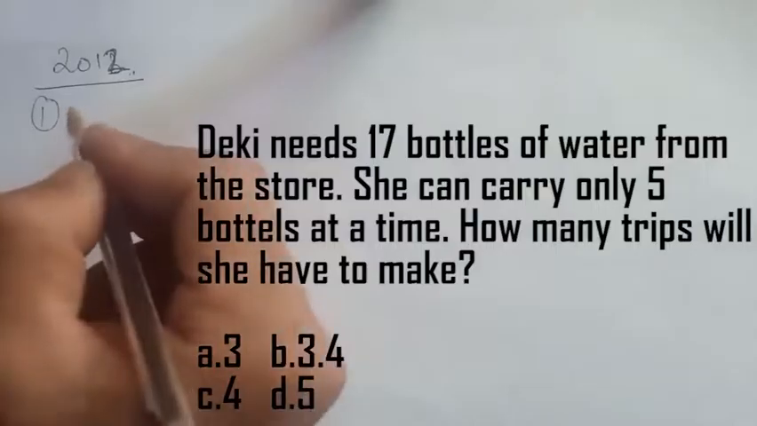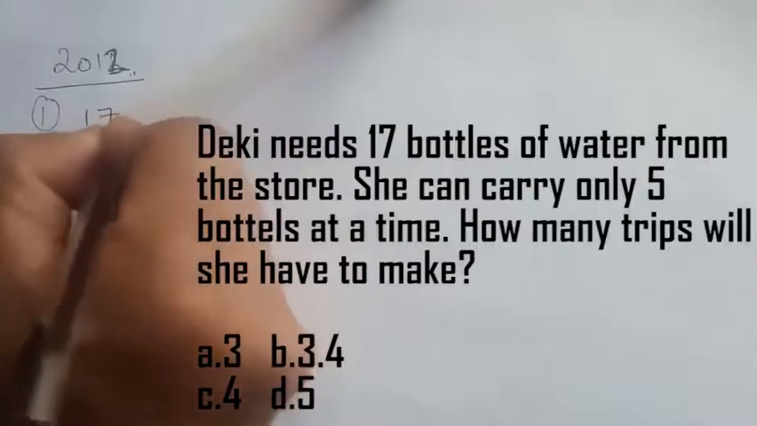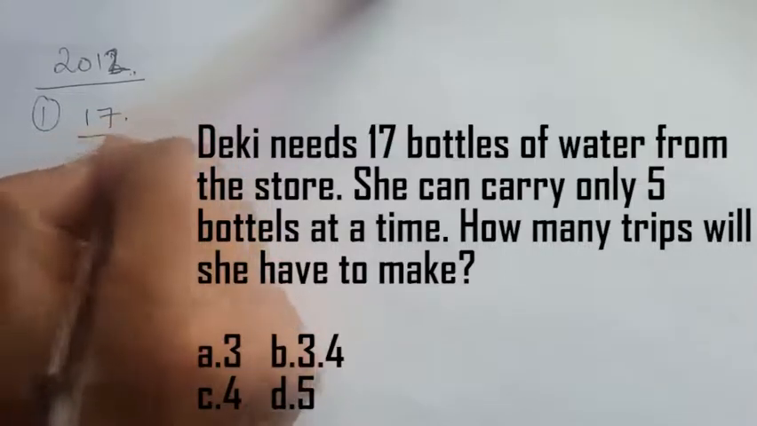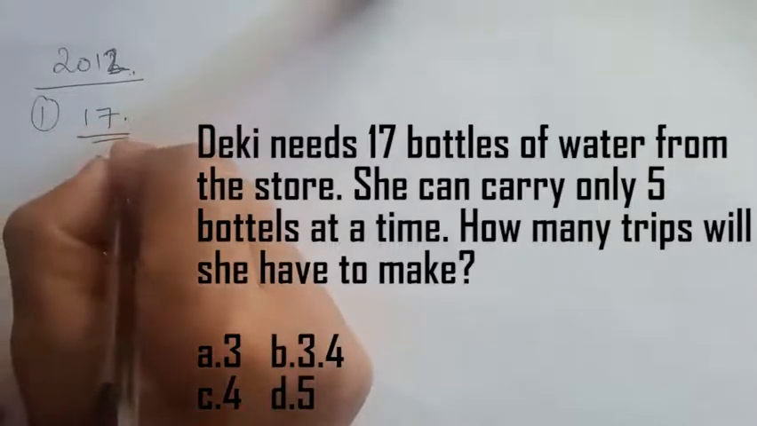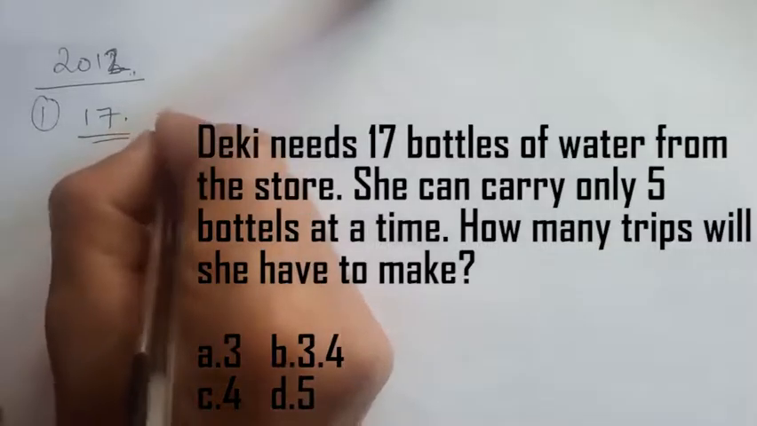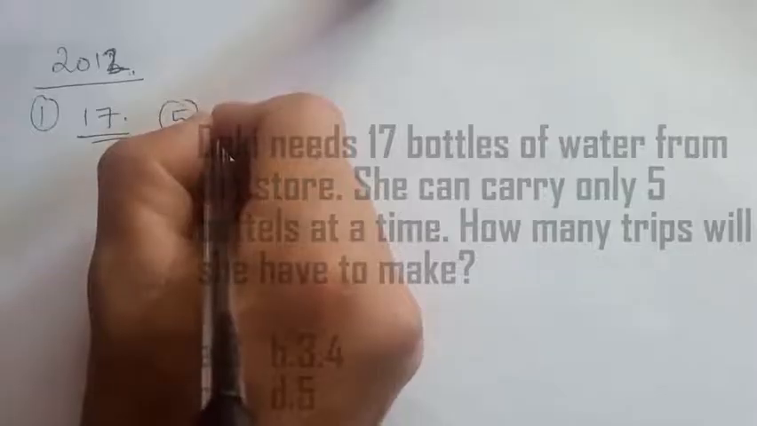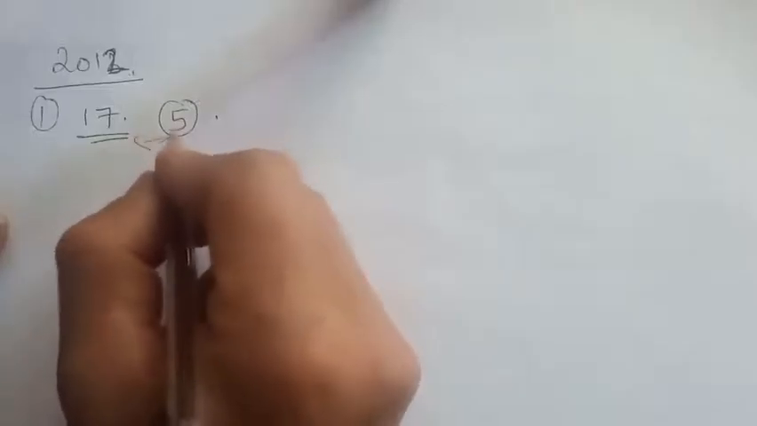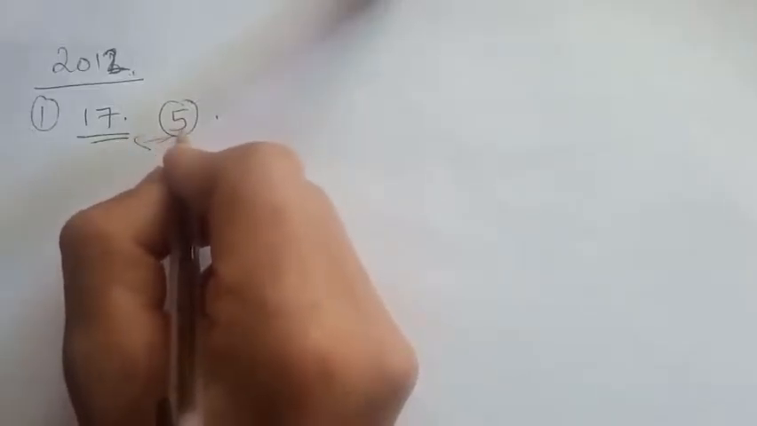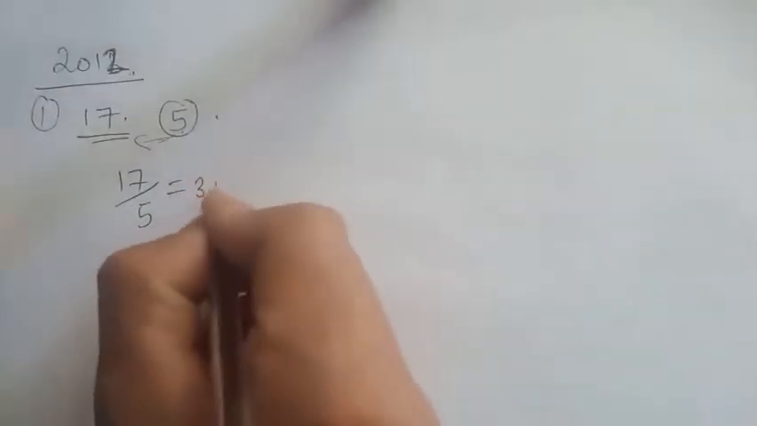2012 is a very simple question. She needs 17 bottles of water from the store, and she can carry only 5 bottles at a time. How many trips will she have to make? The bottles are 17, so it's very simple: 17 over 5, simply 17 divided by 5. You'll get 3.4.